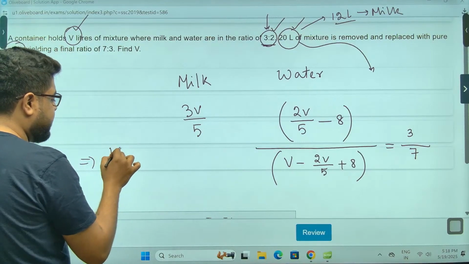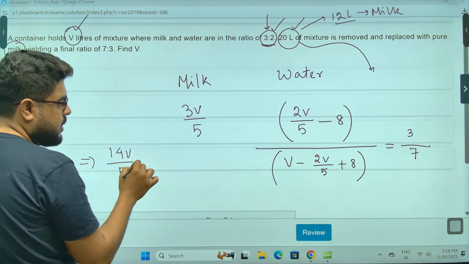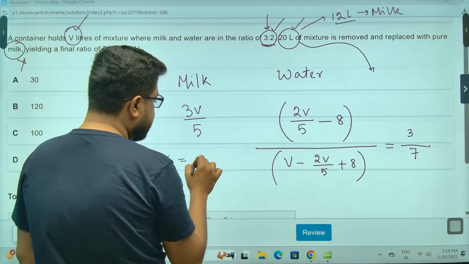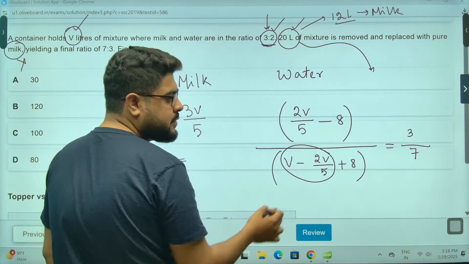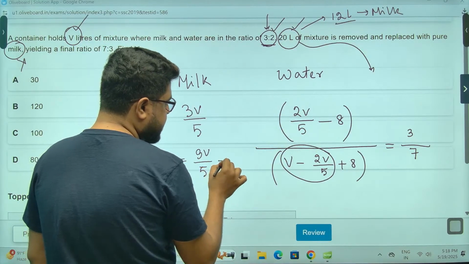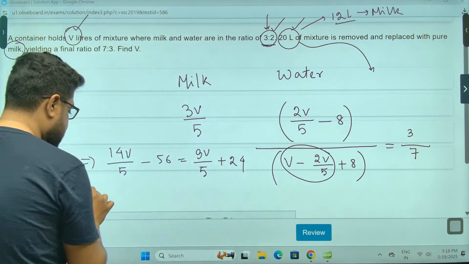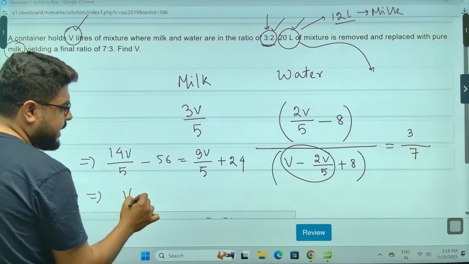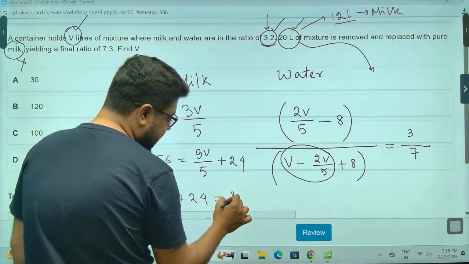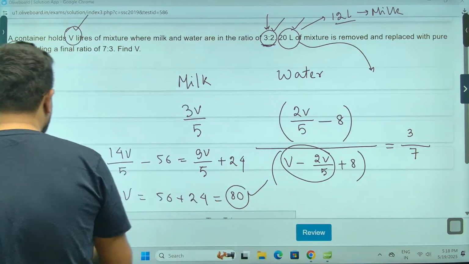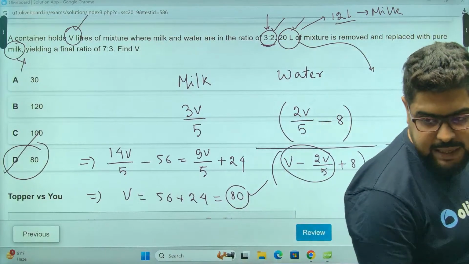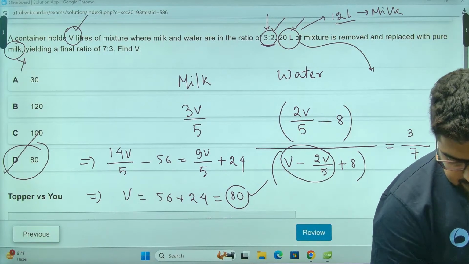7 twos are 14V by 5 minus 56. And this is 3, this is 3V by 5. 5V minus 2V, so 9V by 5, plus 3 8s are 24. So that means 5V by 5, meaning V is equal to 56 plus 24. Here also we are getting 80 as the answer. So option number D, 80 is the correct answer, sir.